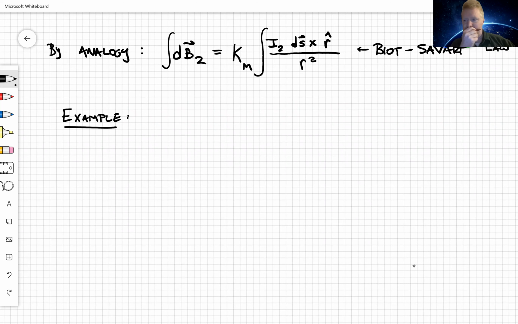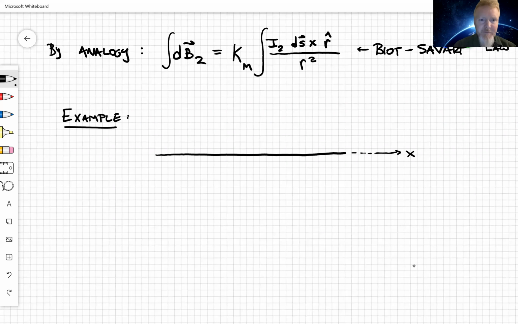So let's take a look at a current that's traveling like so. Just call that, it's lying along the x-axis. So here's a piece of current carrying loop, and it's got some distance here, s.